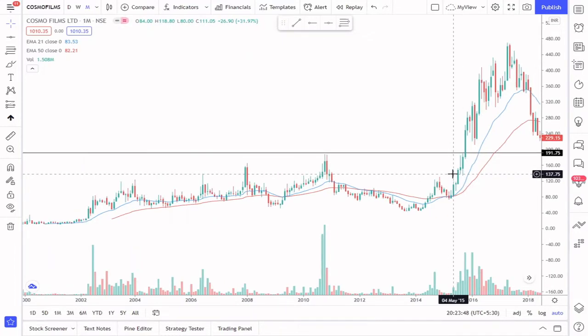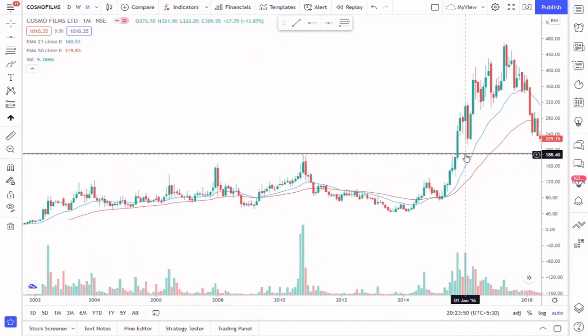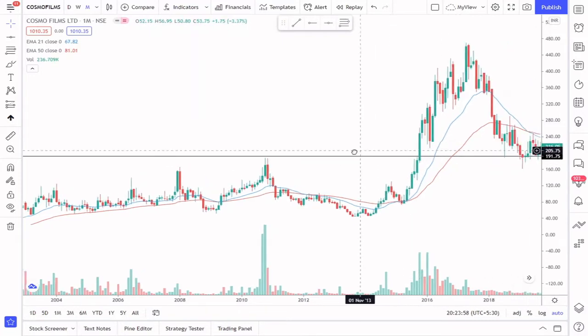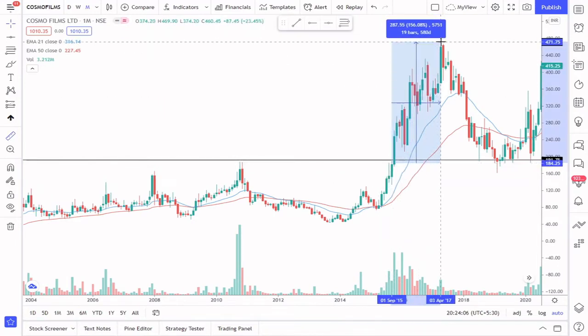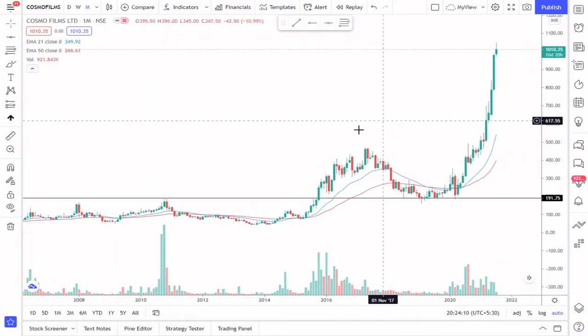Then it gave a big breakout right here in 2015, right? In October 2015 it gave a nice big breakout. Then the stock continued to rally from here. From after the breakout, the stock rallied almost 156%. Then it started its correction.